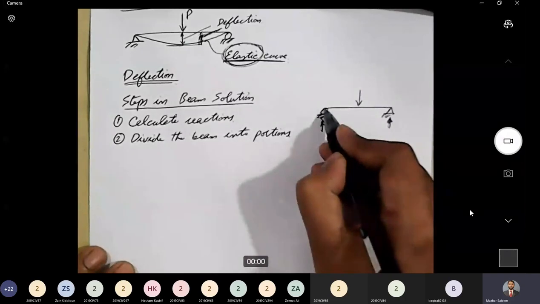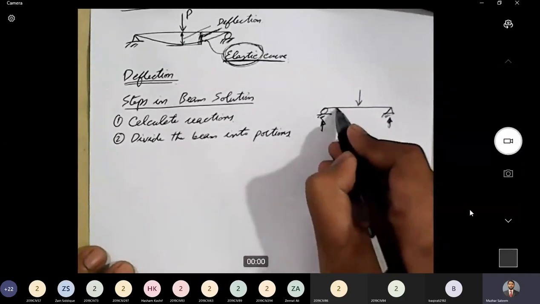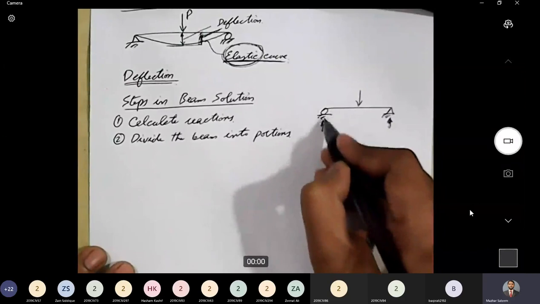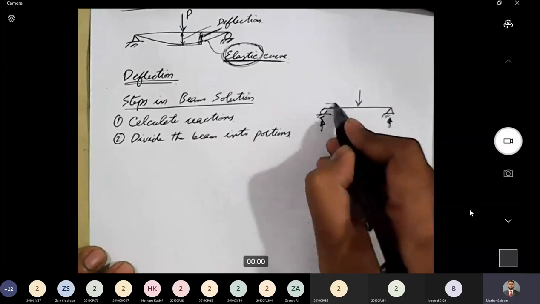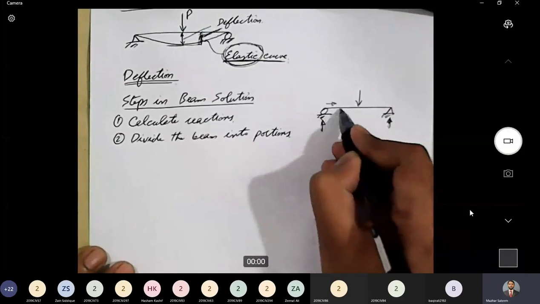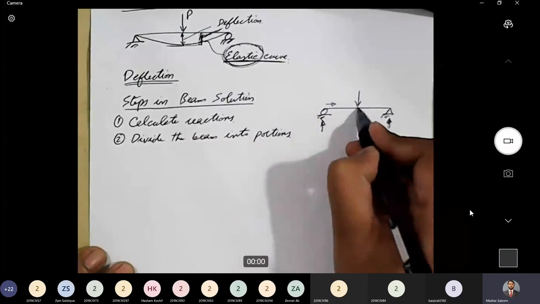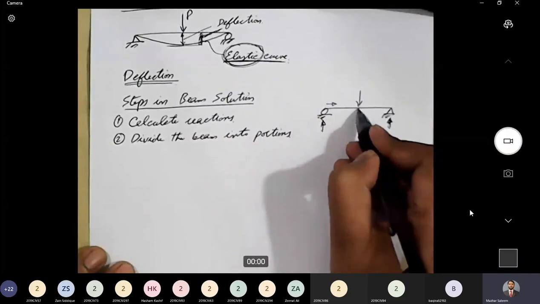Let's start from this point. The situation is constant. There is no external load. I have a reaction at the beginning, and then I'm moving in this direction. There is no external load up to this point, and no change in the boundary condition or support condition.